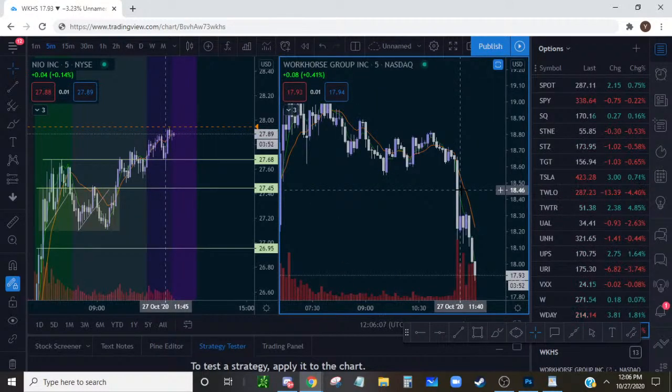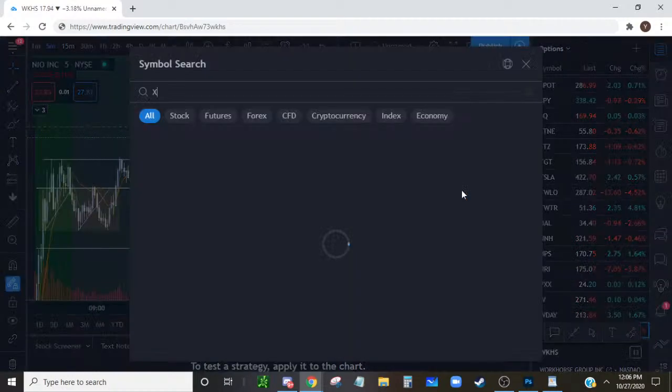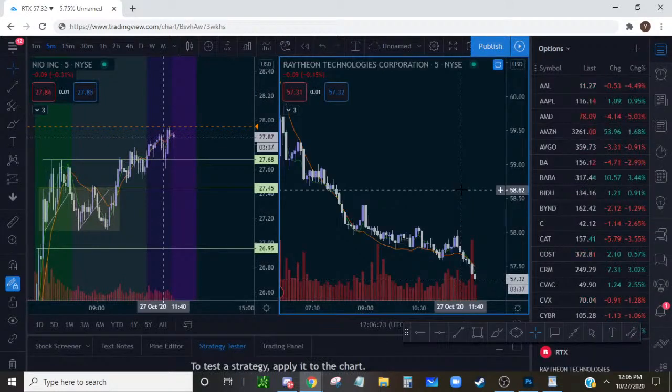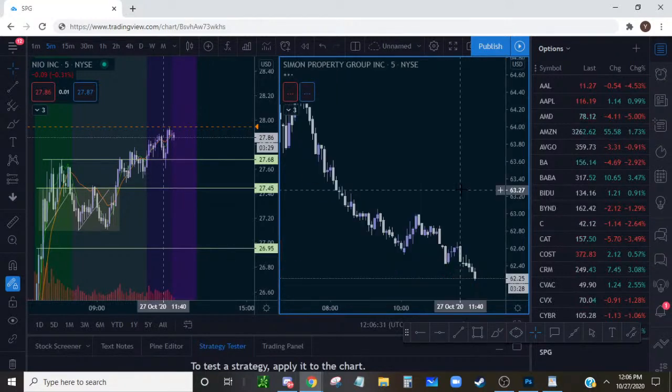WKHS, she don't stop. WKHS, RTX, XLNX, ZS. RTX is actually a really nice stock to buy long term, equity wise, considering its growth. SPG, prior to the COVID crash, has been ridiculous.